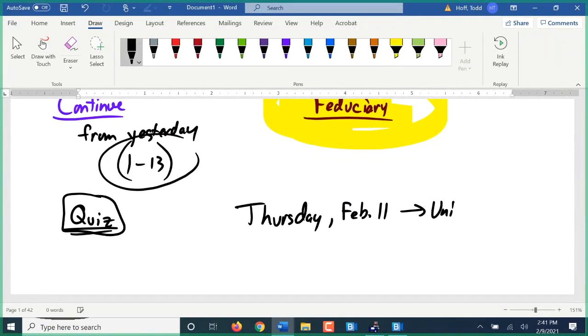I will be logged in, but the test will be posted on Blackboard as long as you have it done by the end of the day. You don't necessarily have to log into class.